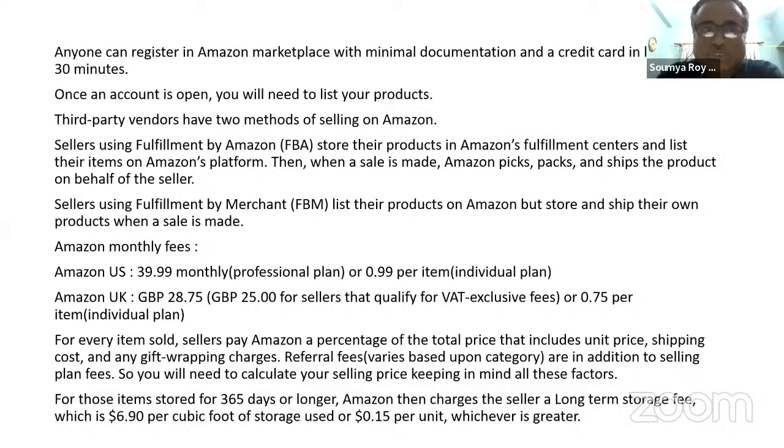So third party vendors have two methods of selling on Amazon. One is FBA, Fulfillment by Amazon, where you will need to send your products to the Amazon warehouse and they will store it there. And when a sale is made, Amazon will pick it, pack it, and ship the product to the customer on behalf of you.